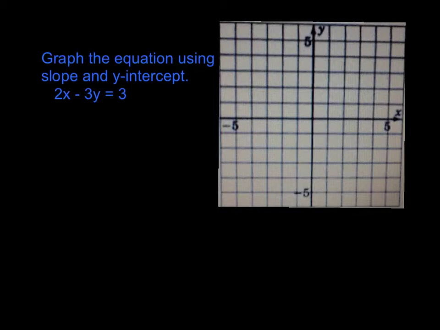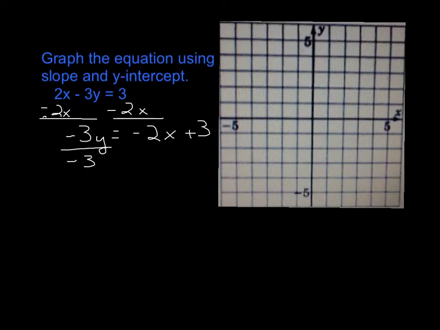So to do that, we need to convert the equation to slope-intercept form. First, let's subtract 2x because we want the y term on the left by itself. And we get minus 3y equals minus 2x plus 3. Then we divide by negative 3 so that we can have y by itself. And we get y equals 2/3 x minus, because 3 over negative 3 is going to be a negative, and then 3 over 3 is 1, so that's what it's going to be.